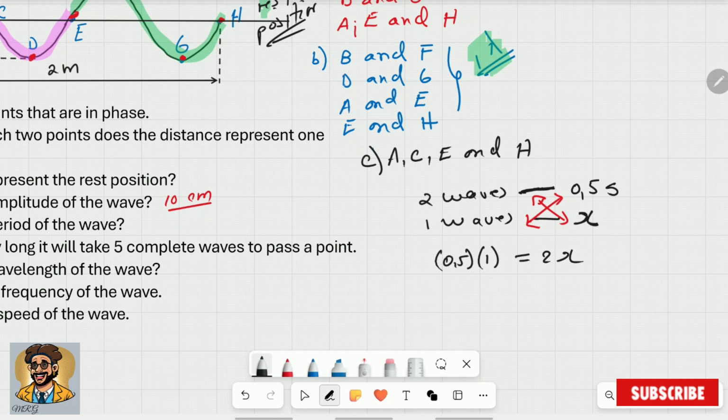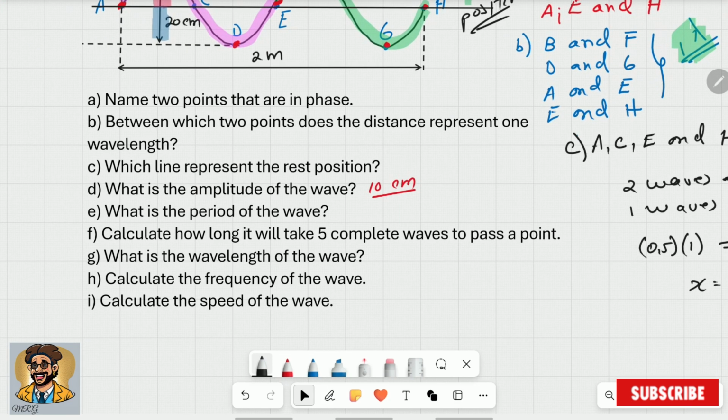Are you following me? So x is equal to 0.5 divided by 2, which is 0.25 seconds. So now we have the period. I'm going to write it here. Period is 0.25 seconds. You don't need to do it like that because it's simple. In this case, it was 0.5 divided by 2.